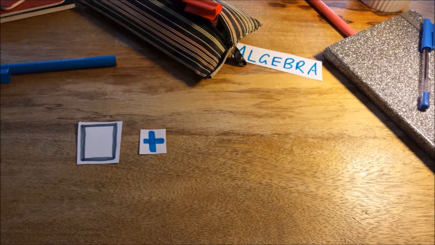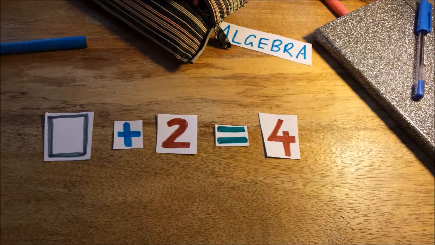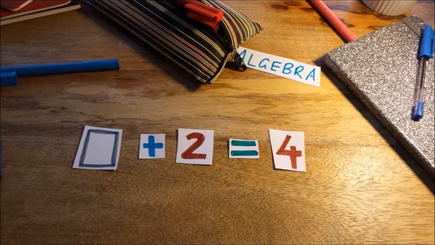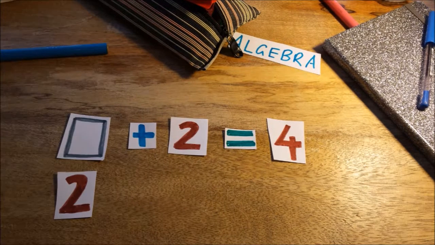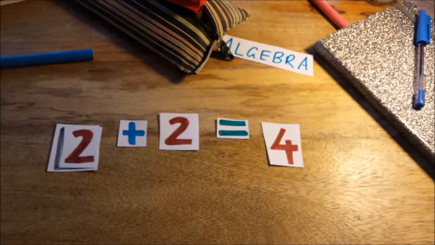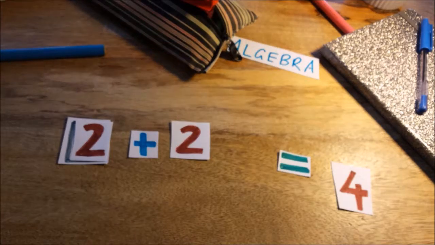We have a box plus 2 is equal to 4. What number should be in the box to make this true? I'll give you a second to work it out. Alright, have you got it? The answer is 2. 2 plus 2 is equal to 4. This makes sense, right? Hopefully everyone understands this.